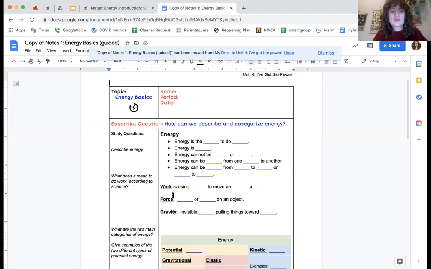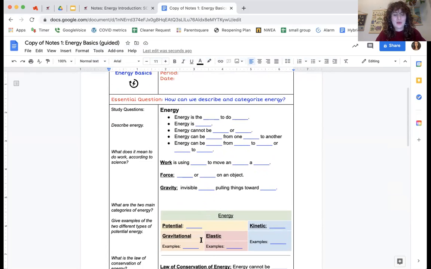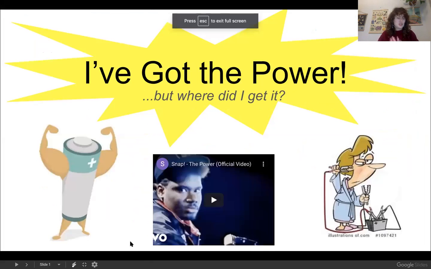These notes, which are called Notes 1 Energy Basics, are going to last us for the next 3 class periods. Go ahead and fill out your name, period, and date. And this entire sheet of paper is going to tell us how we can describe energy and categorize energy. So today we're going to do a little bit of both, describing and categorizing. Okay, so I'm going to go through the notes with you. As you go through them, follow along and fill in those blue blanks in your note sheet.